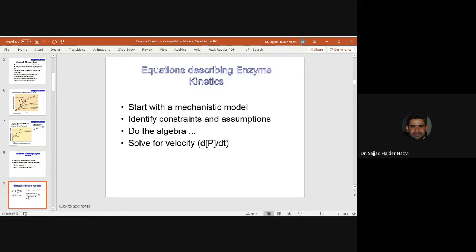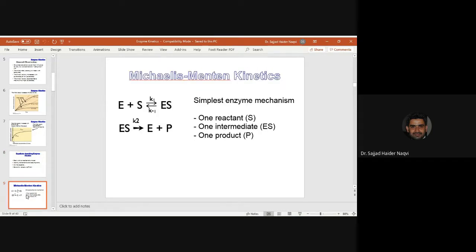So the mechanistic model of Michaelis-Menten is this one. We have one reactant, one intermediate, one product. Enzyme is common because enzyme starts and then we get the enzyme back here once the reaction is complete. So remember these two steps: enzyme substrate complex formation is a reversible reaction, and then you have different constants for this and this.